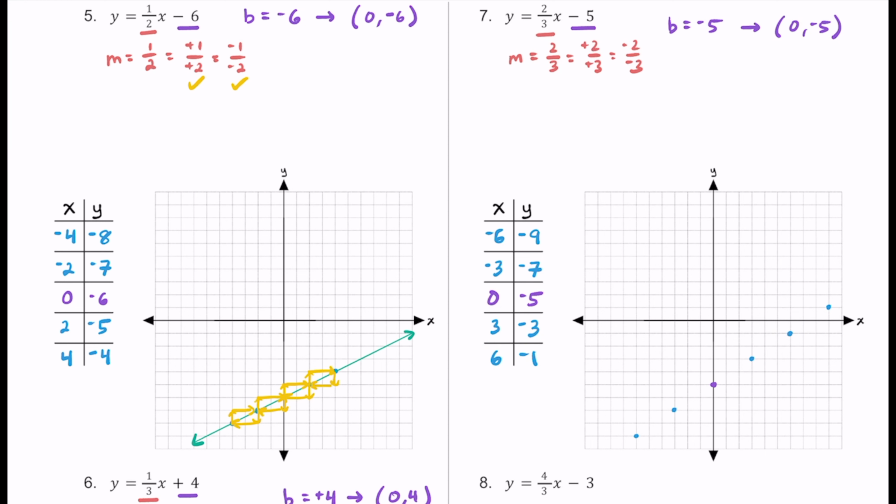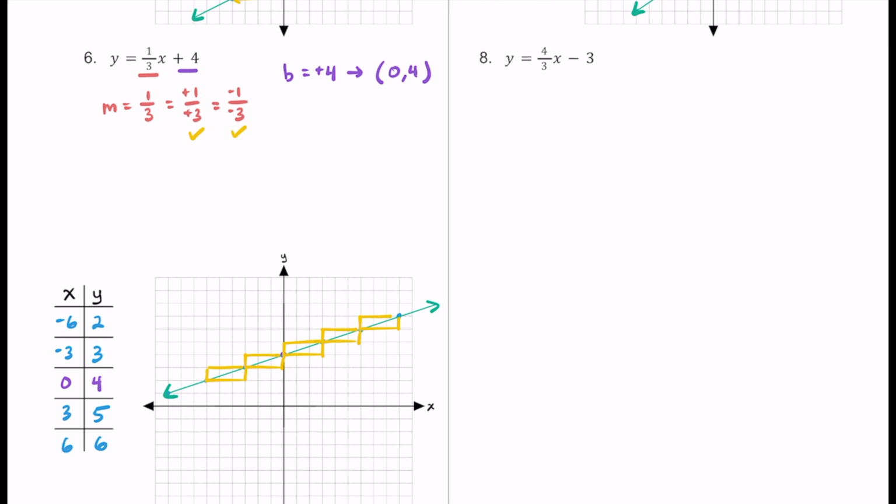So you can make the table first, then plot the points, or you can just use the slope and get those points if you don't need a table. That's honestly a little faster, but I'm just showing you both so you can see maybe the pros and cons or the similarities or how they're connected. All right, so there's our graph for number 7, and here's one more, number 8.